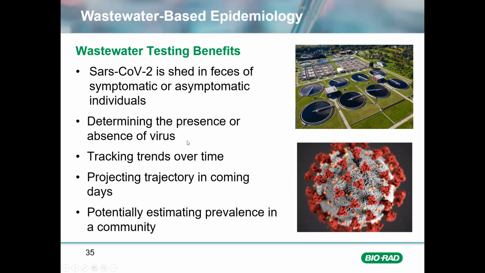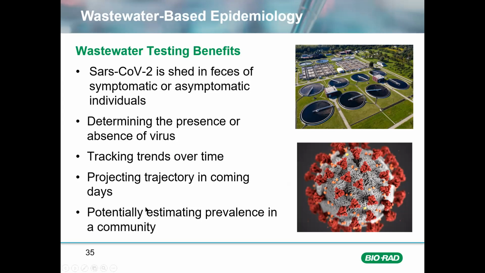Also, by monitoring for SARS-CoV-2, they can determine whether or not the virus is present or absent in the sewer shed. And then by doing absolute quantification, particularly with ddPCR, they can track trends over time. So are they seeing the virus increasing or decreasing based on the viral load in wastewater? And then they can utilize that to project the trajectory of coming days of the virus. Do they see it going up, and do they need to prepare for that? Or is it going down, and maybe they can go into a new phase of reopening?